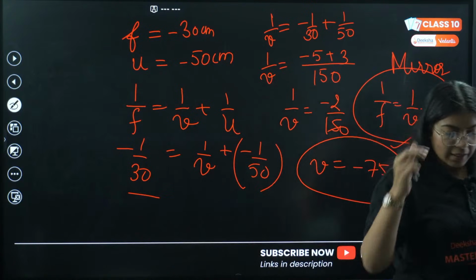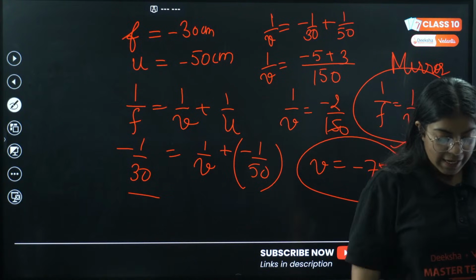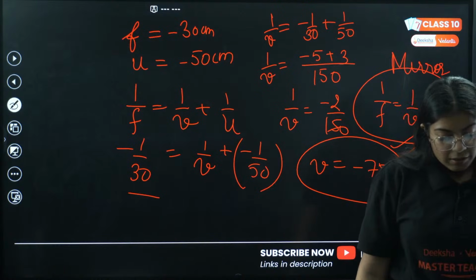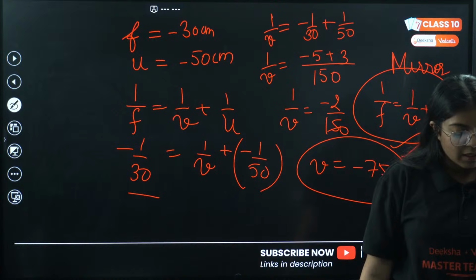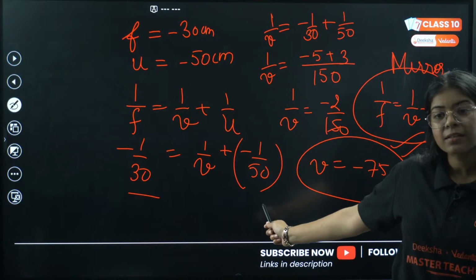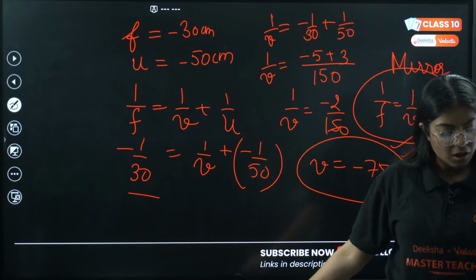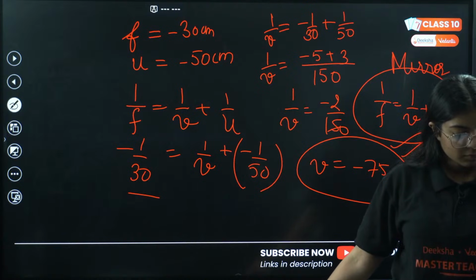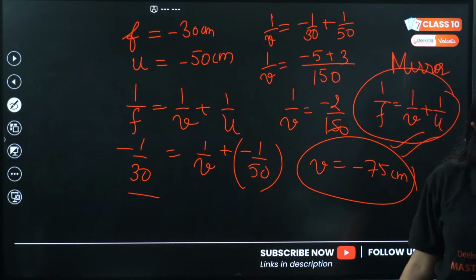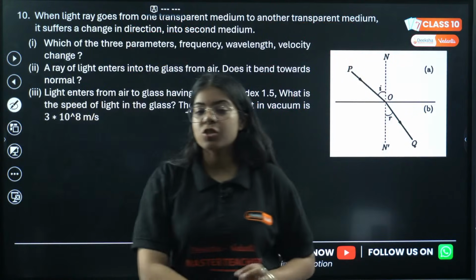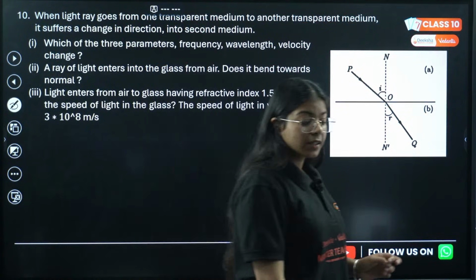Lakshit, is it correct now? Now Lakshit is saying 80. Let me know if you understood it now or not. Is this correct? Can we move to the next question? Correct? Let's move to the next question. Minus 75, very good. Okay, next question. Read it carefully.